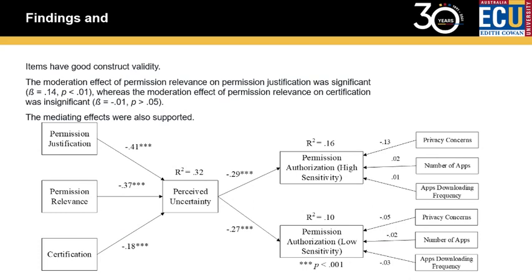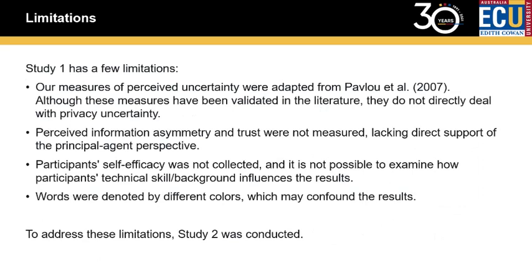On the other hand, study one has a few limitations. For example, our perceived uncertainty does not directly deal with privacy uncertainty. Information asymmetry and trust were not directly measured. Self-efficacy was also not collected. And the interfaces had different colors. So to address those limitations, we conducted study two.